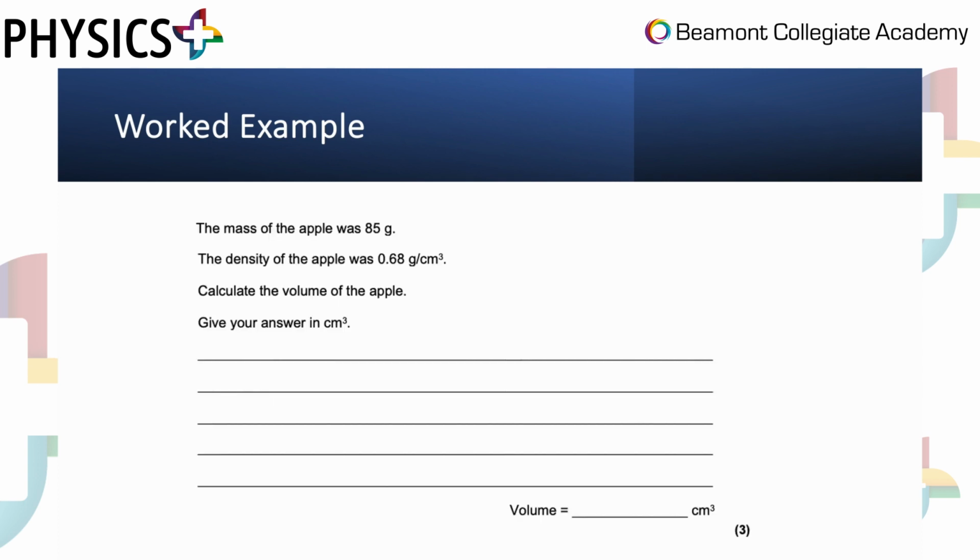Worked example part 2. The mass of an apple was 85 grams. The density of the apple was 0.68 grams per centimetre cubed. Calculate the volume of the apple. Give your answer in centimetre cubed. So firstly, highlight what you're given. I'm given mass 85 and I'm given density. My units are fine.